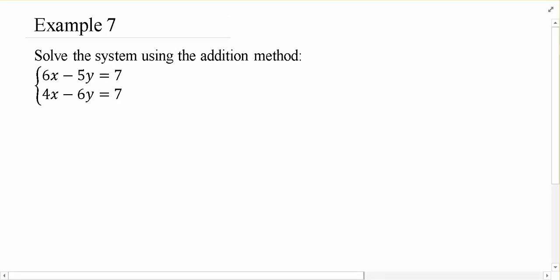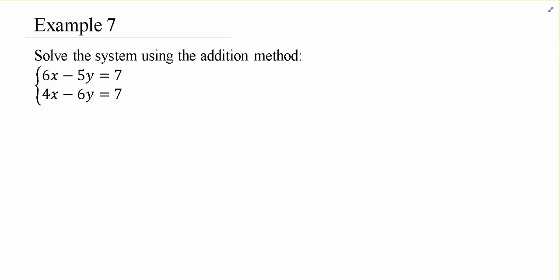Now, as I look at this, we've got to say, all right, I need to somehow make my x's opposites or else my y's opposites. If I want to make the x's opposites, I can't simply multiply 4 by something to make it up to 6 without being a fraction. Similarly, I can't multiply 5 by something to bring it up to 6 without making some fractions. What I can do, though, is multiply both equations by something to make the values match up.